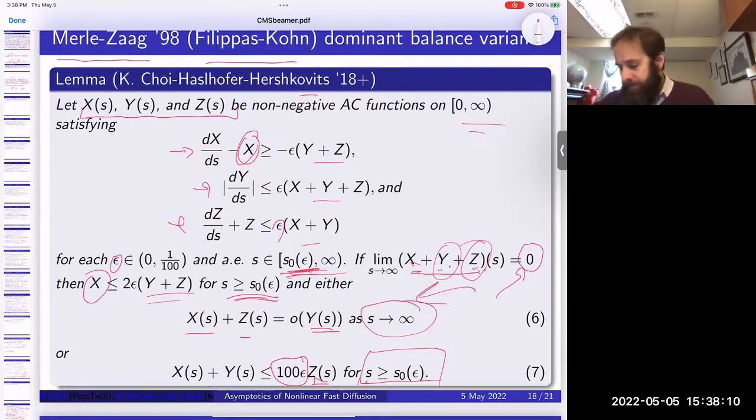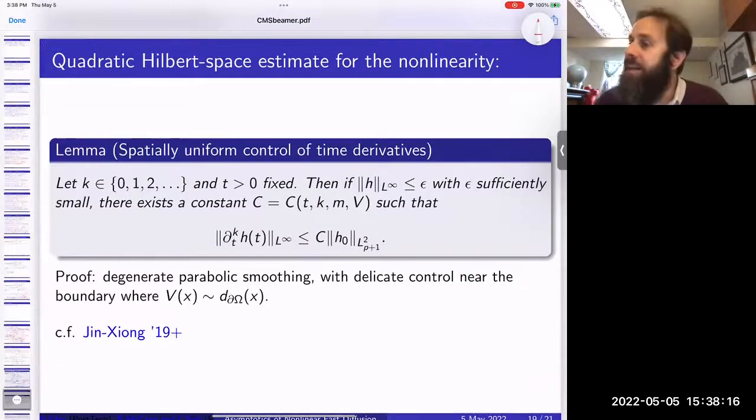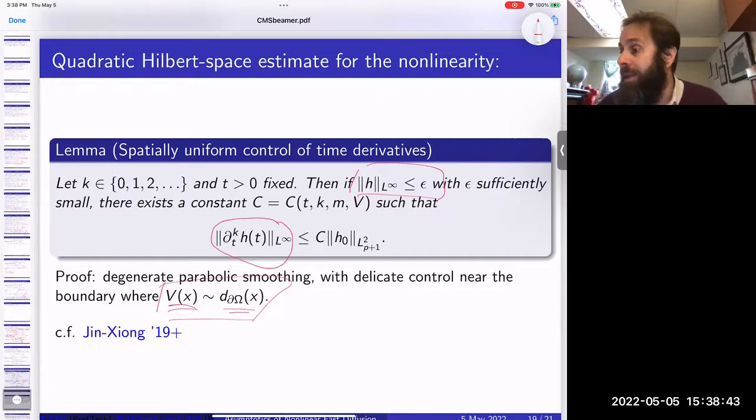And we also need to estimate the nonlinearity, and here's the estimate that does that. So we were willing to assume that our initial data was uniformly small, and that didn't cost us any generality because of Bonforte-Grillo-Vazquez's result from 2012. Under that assumption, parabolic smoothing and delicate control near the boundary using this kind of linear growth of the ground state allows us to estimate any number of time derivatives uniformly in terms of the Hilbert space norm of the data at a slightly earlier time.